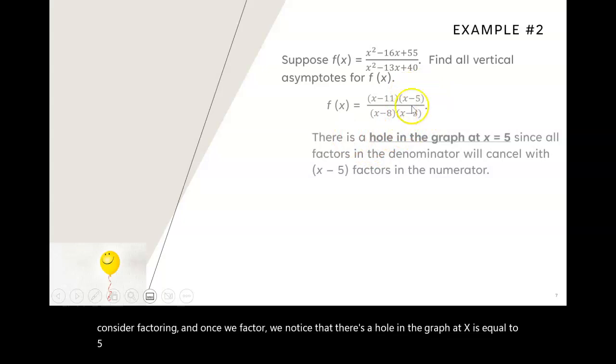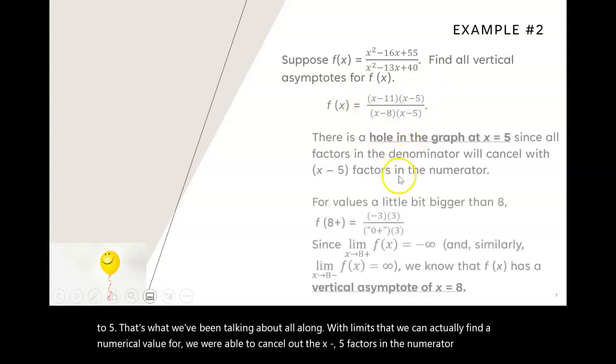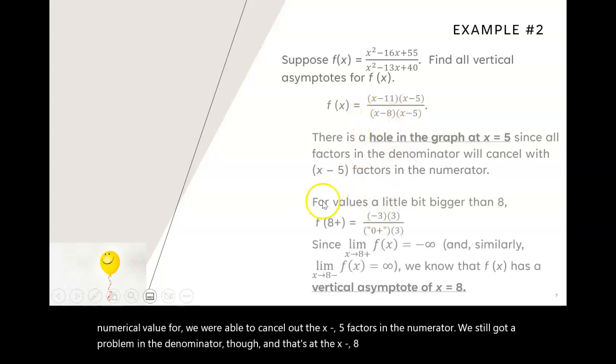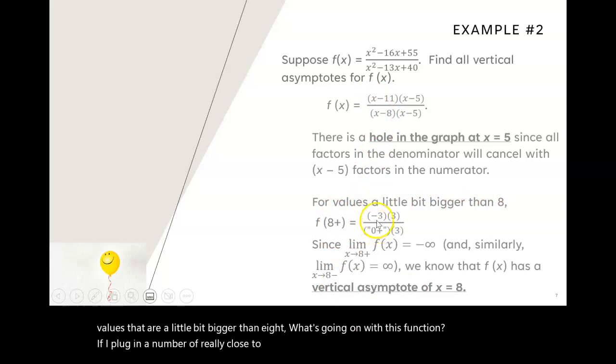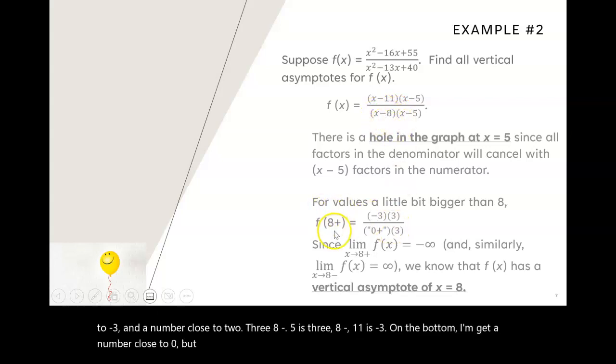That's what we've been talking about all along with limits that we can actually find a numerical value for. We were able to cancel out the x minus 5 factors in the numerator. We still got a problem in the denominator though, and that's at the x minus 8 factor. So what we want to think about is for values that are a little bit bigger than 8, what's going on with this function? Well, if I plug in a number really close to 8, in my numerator I'm going to get a number close to -3 and a number close to 3. 8 minus 5 is 3, 8 minus 11 is -3. On the bottom, I'm going to get a number close to 0, but positive, and I get 3, a number close to 3. Right?